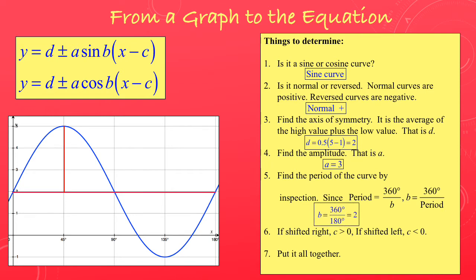Finally, we would like to find any horizontal shift, which will give us our C value. If the curve is shifted right from 0 degrees, that means C is positive. If the curve is shifted left from 0 degrees, that means C is negative. In this case, there is no shift, and therefore C is equal to 0. Finally, we put it all together. We end up with y is equal to 2 plus 3 sine of 2x.